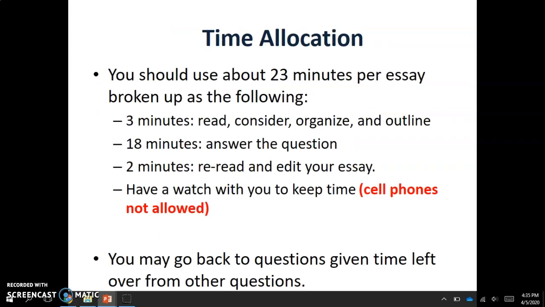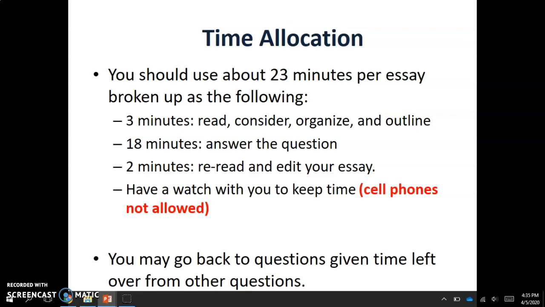This is a time allocation suggestion for a typical AP test. Yours is a little bit different. Your first FRQ is 25 minutes. Your second is 15. So this first one definitely could apply to your first FRQ, but you've got to be a little bit quicker on your second one. So 3 minutes to read, consider, organize, and outline, 18 minutes to actually answer, or in this case, type the question, and then 2 minutes to reread it and edit.